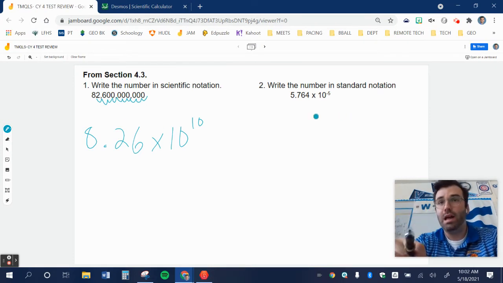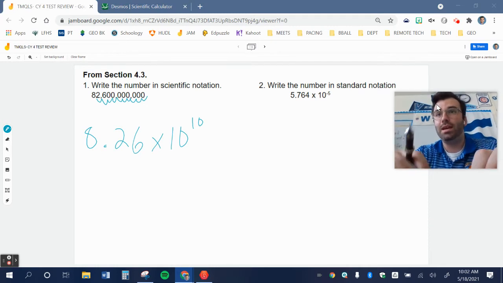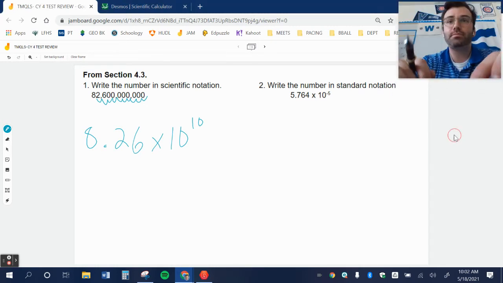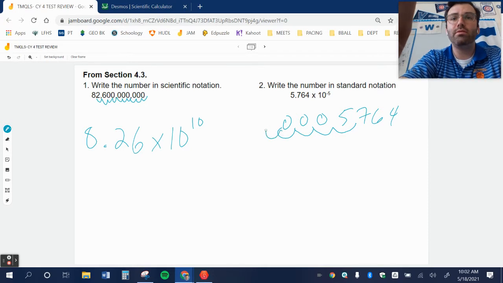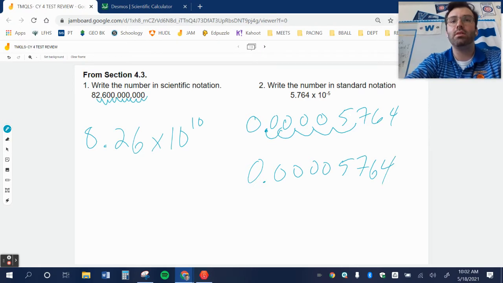All right, so right here, I have a negative fifth, so that means I want this to be a decimal. Let's try that, 10 to the negative fifth. I'm going to write out 5, 7, 6, 4. Now I'm going to move it negative 5 times, so I'm moving 5 times to the left. 1, 2, put a 0. 3, put a 0. 4, put a 0. 5. And there's my decimal point. So really it's 0.1, 2, 3, 4, 5. All right. That's from section 4.3.